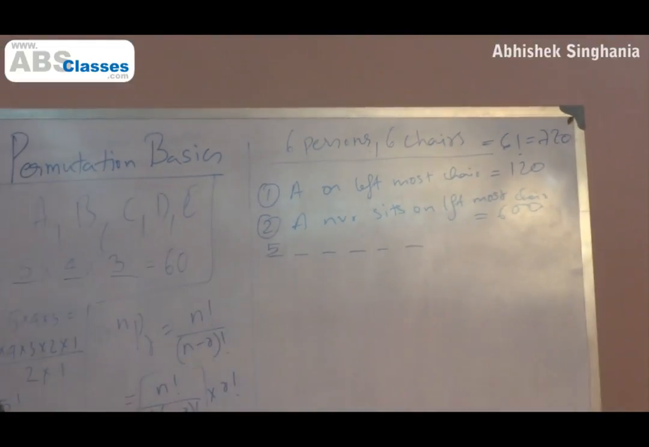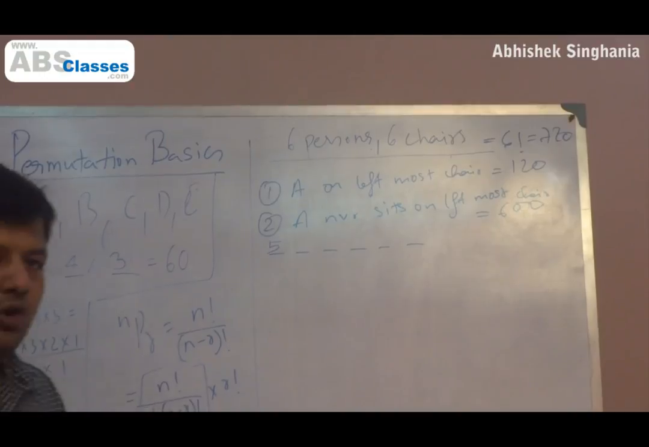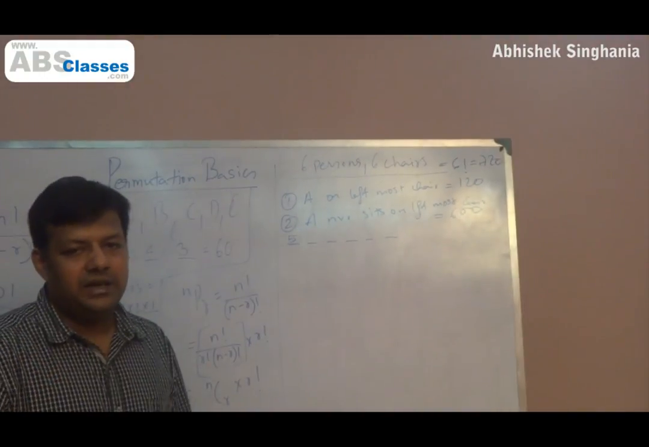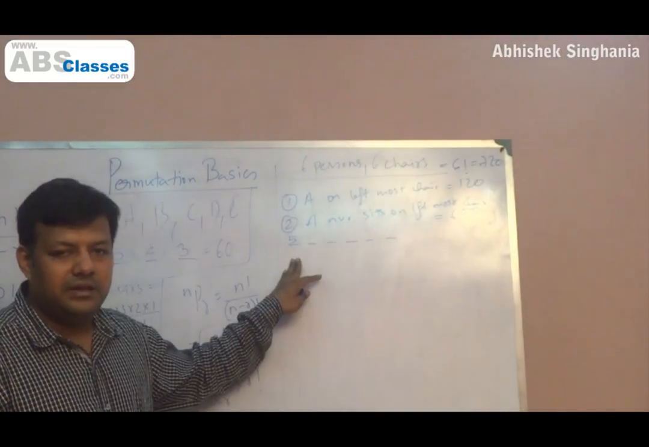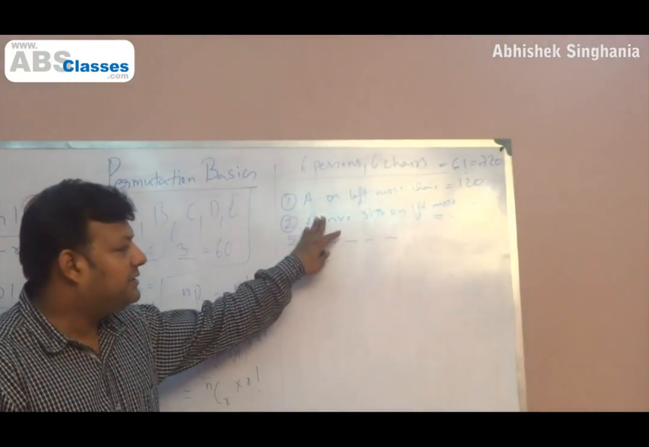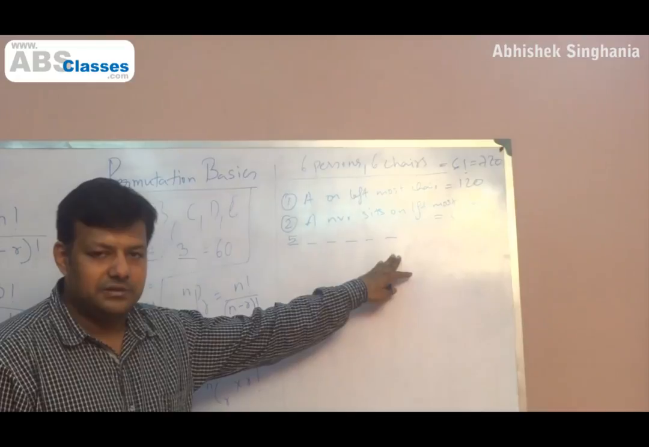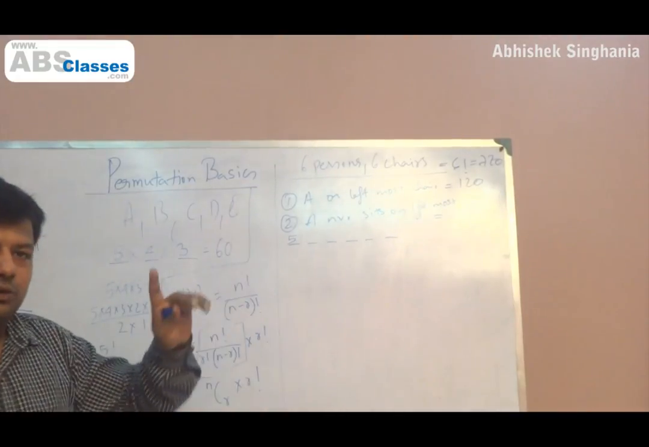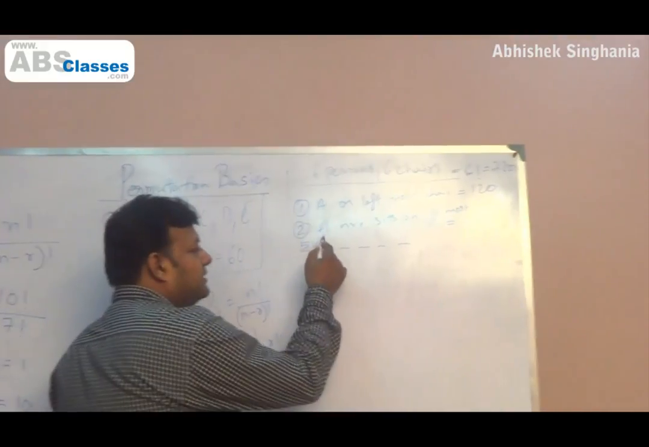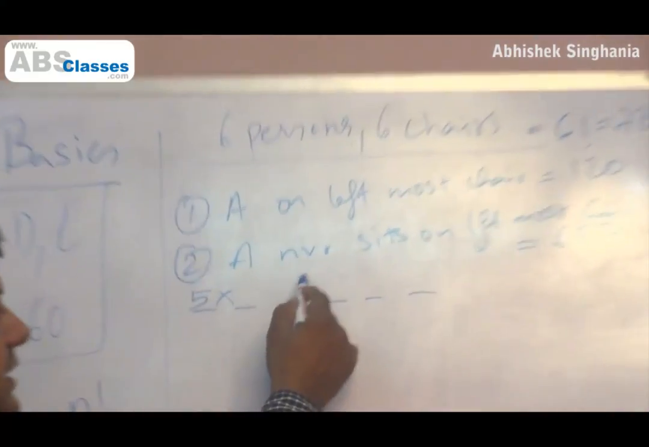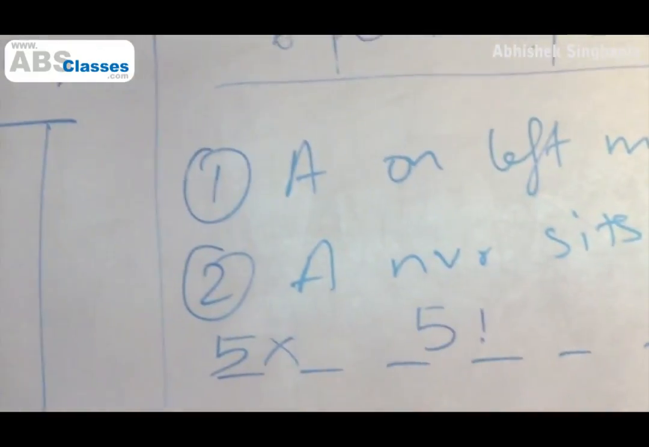Now remember, originally there were 6 persons and 6 chairs. One of the non-A individuals has been seated in the first chair. But still now there are 5 persons standing, including A, right? 5 persons standing, 5 vacant chairs. Now there is no constraint. There was only a constraint related to one chair, which has been solved. So now 5 persons can be seated in the 5 chairs in 5 factorial ways.